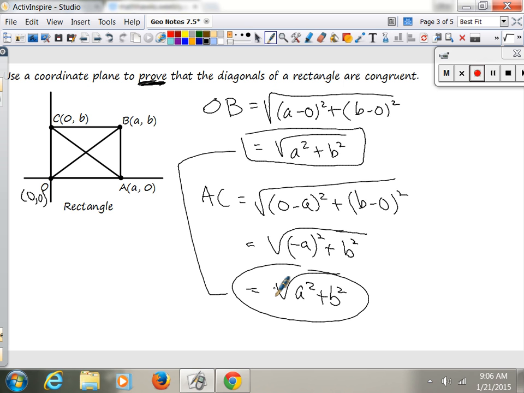If you had used the Pythagorean theorem, you would have gotten the same answer. You would have gotten them both becoming c squared, and they would have both been the same amount. All right, so there was your proof for a rectangle, showing that the distances were congruent.